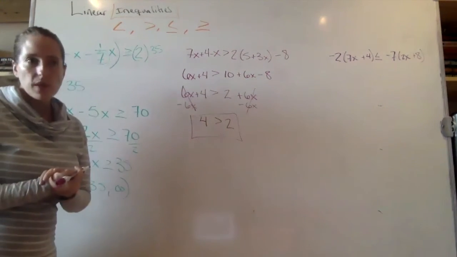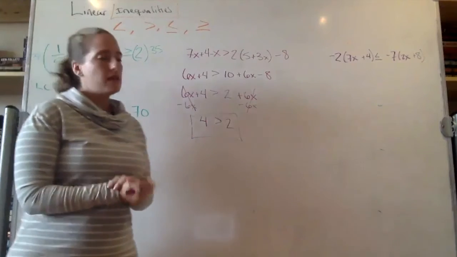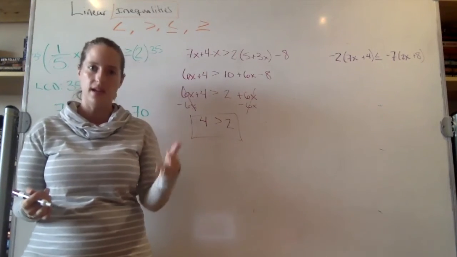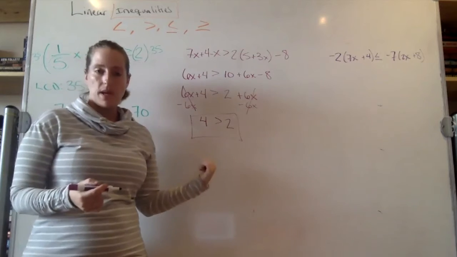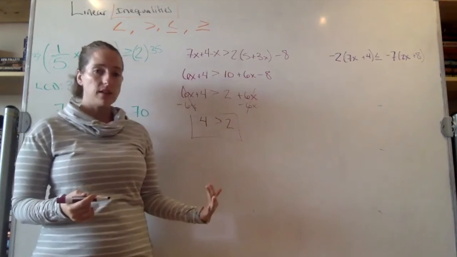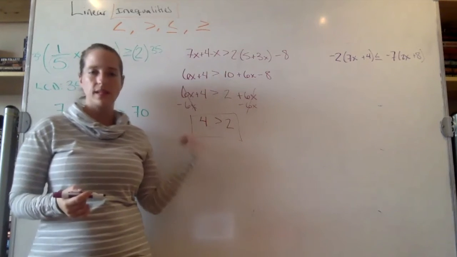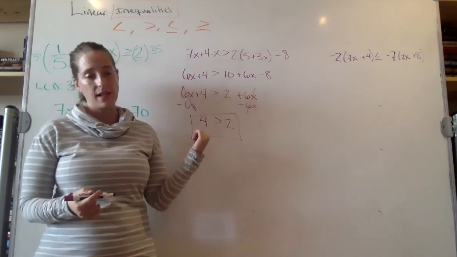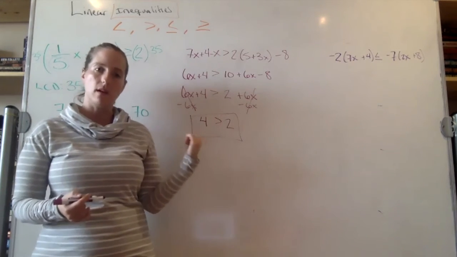Okay, think back to what we did with equalities. When we did equalities, we had contradictions, identities, and conditionals. We're going to have the same thing here. So what happened when our variables fell out or canceled out and we were left with something that didn't have variables? Well, either what we were left with was true, meaning we had an identity, or what we were left with was false, meaning we had a contradiction.